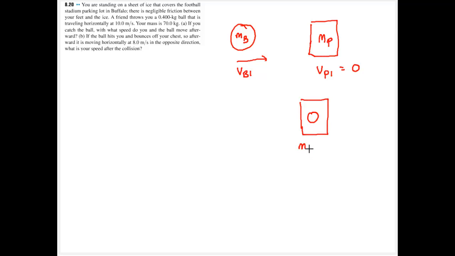This system is going to have a mass of the mass of the ball plus the mass of the person, and it's going to be moving off at some unknown velocity, which we're going to solve for. What I can do is I can say that the momentum before the collision occurs must be equal to the momentum after the collision. And when I'm writing my velocities, I'm going to take care to say that the direction that the ball is traveling in initially is going to be the positive direction.